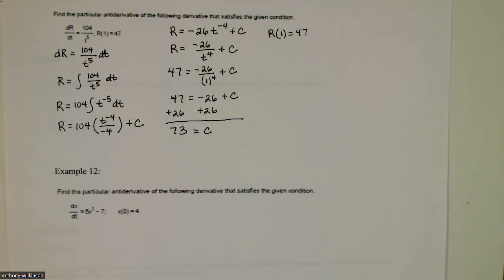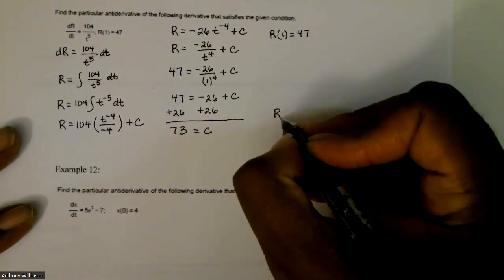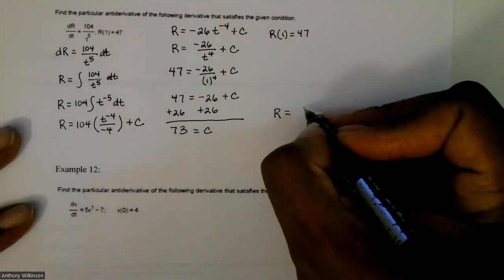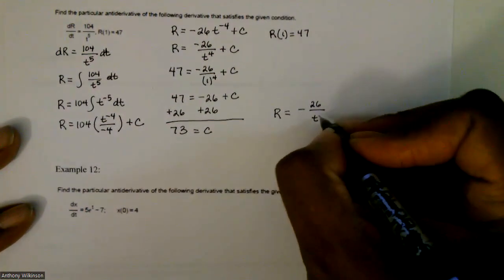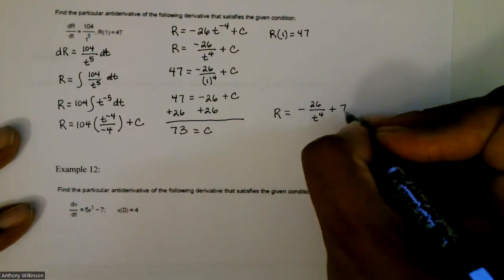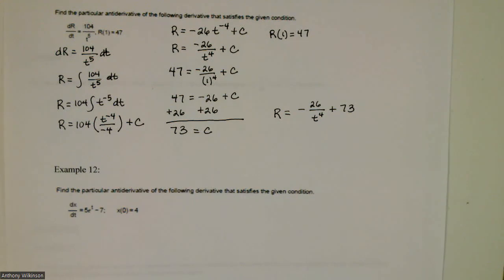Okay, so that means we can write our particular antiderivative, which will be r is equal to negative 26 divided by t to the 4th plus our c, which is 73. So r equals negative 26 divided by t to the 4th plus 73 is our particular antiderivative for the derivative that satisfies the given condition.